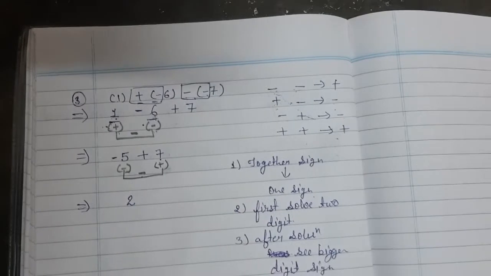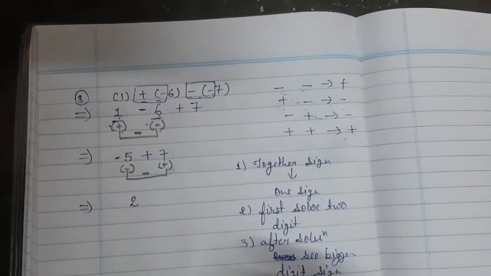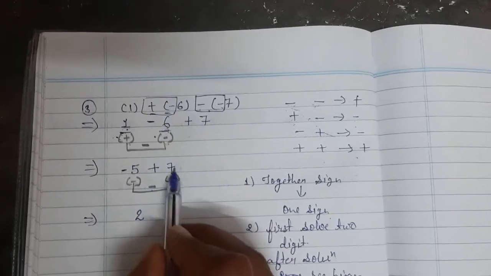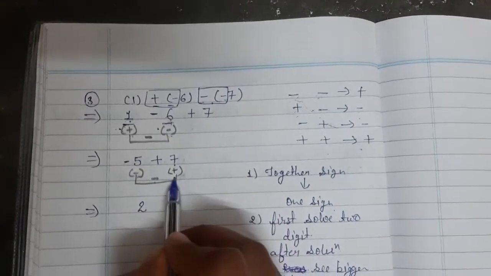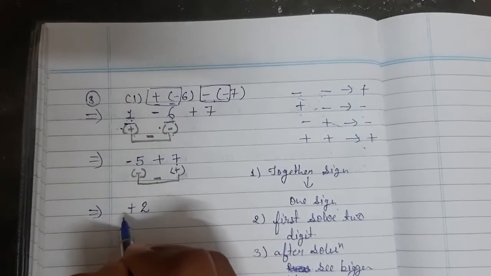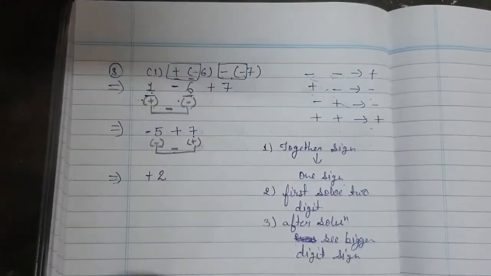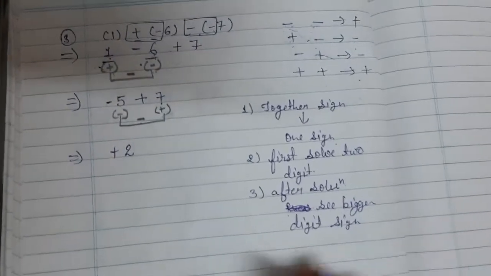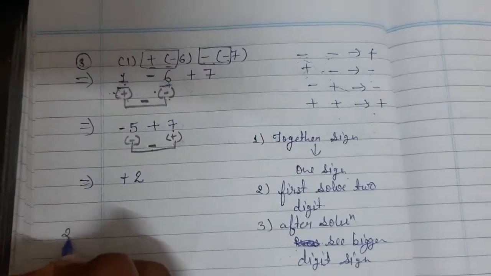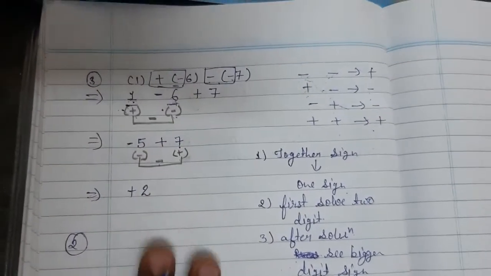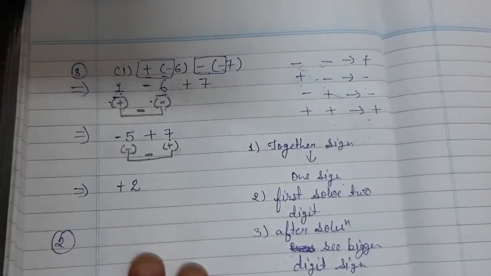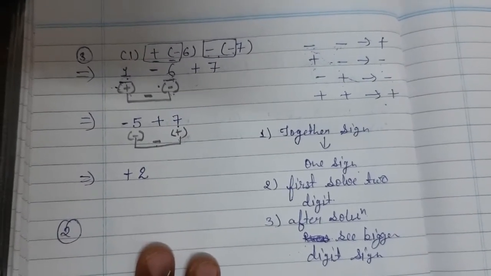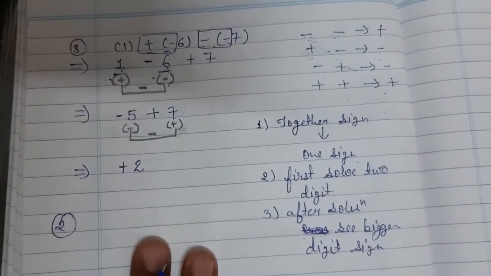Now after solution, don't forget the third step. After solution see the bigger digit. The bigger digit is your 7 and the sign of 7 is plus. So in the answer plus always comes. Understand? If you practice more questions, then it will be easy. Second, I am solving one more. This example is not in your exercise, but here I am telling you the concept that will make it easy to solve your exercise questions.